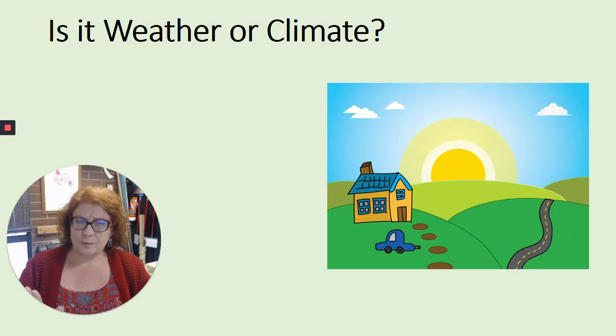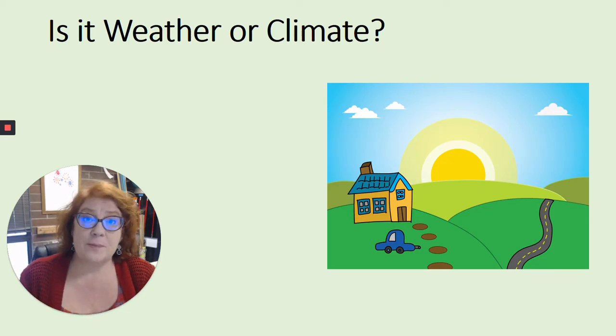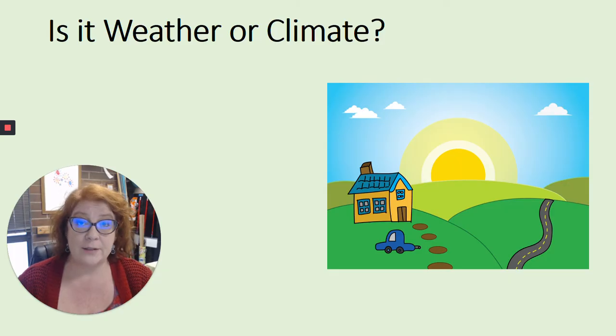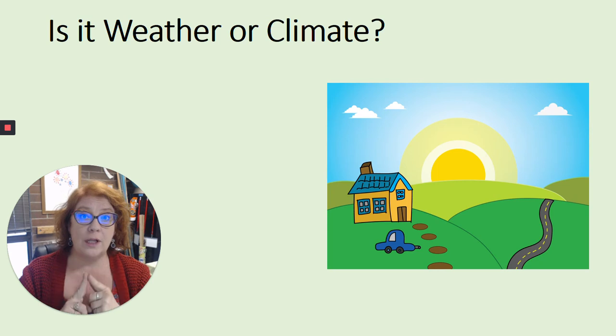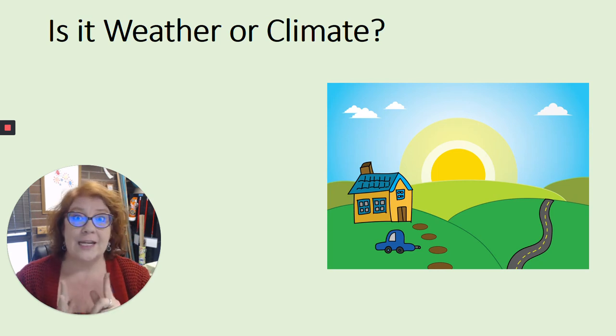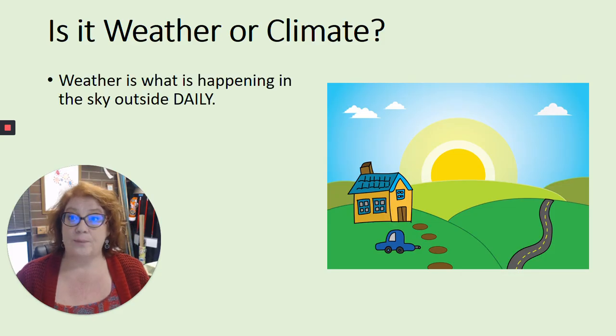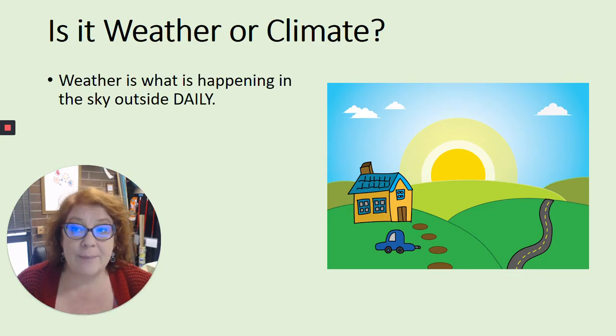So, talking about climate, how do you know the difference between weather and climate? Well, here's the trick. If you pause this video right now and you step outside and you look up in the sky and you ask yourself, is it sunny or cloudy? What's the temperature? Is it raining or clear? That is today's weather. Weather is what is happening outside in the sky daily.